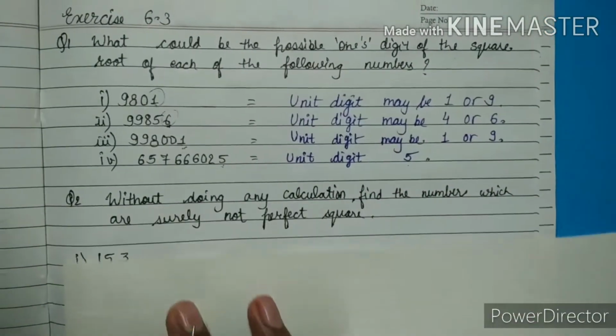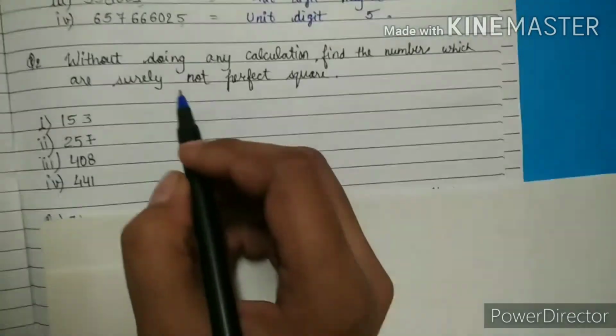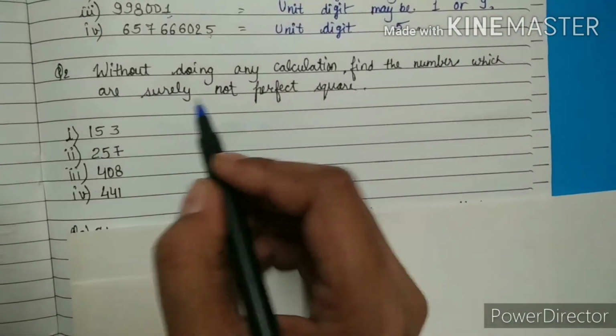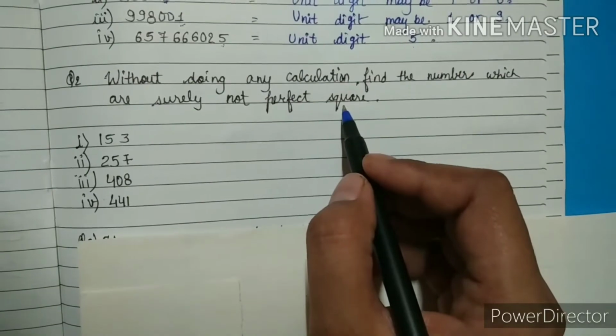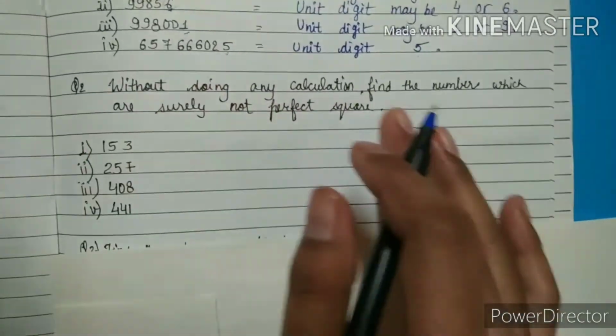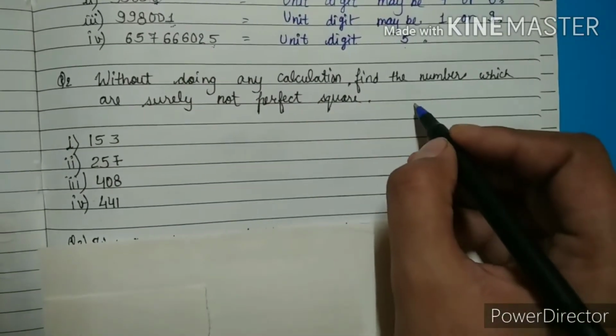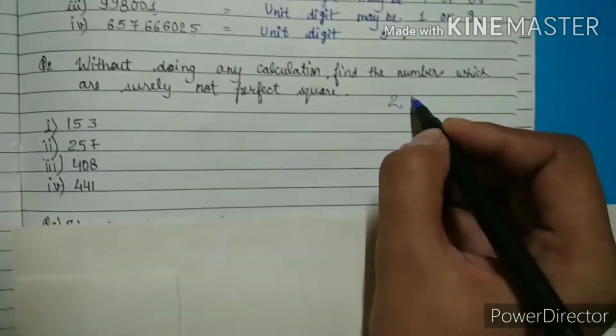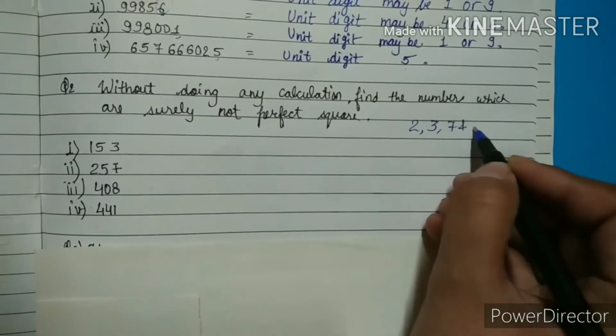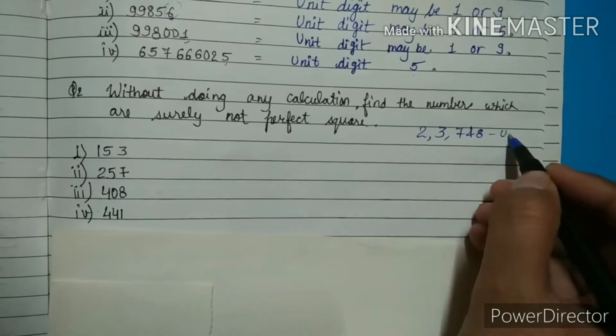Now question number 2. Without doing any calculation, find the numbers which are surely not perfect squares. Okay, surely not perfect squares. We see if we have 2, 3, 7 and 8 on the unit place.